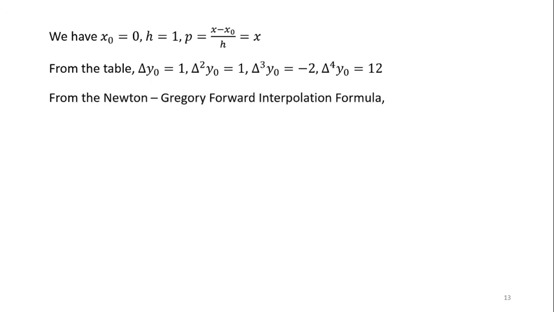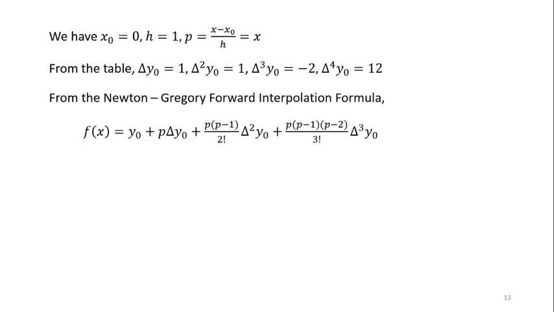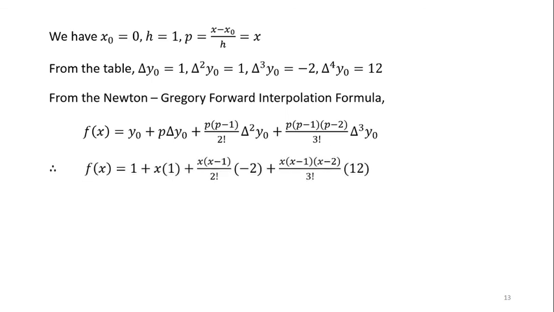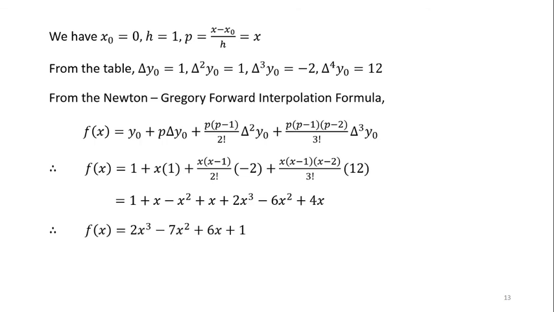Now substitute these values in Newton-Gregory forward interpolation formula and simplify these values. Then we get f of x as 2x cube minus 7x square plus 6x plus 1, which is the required polynomial.